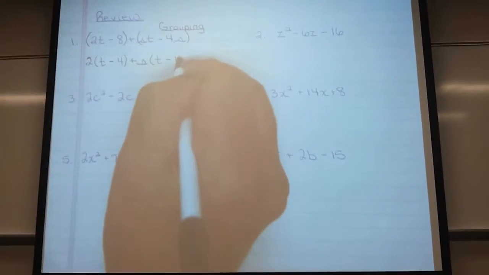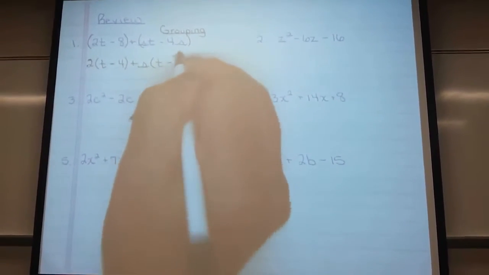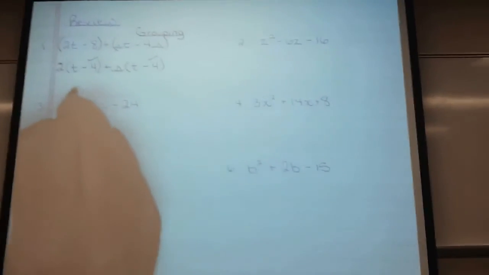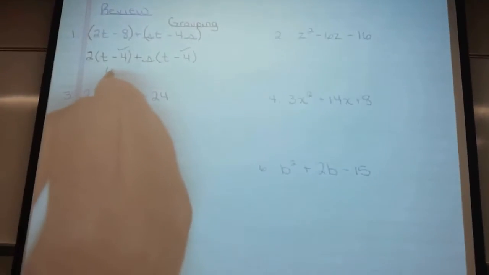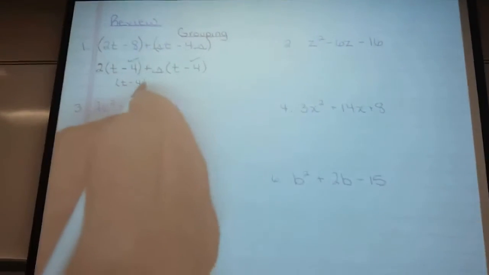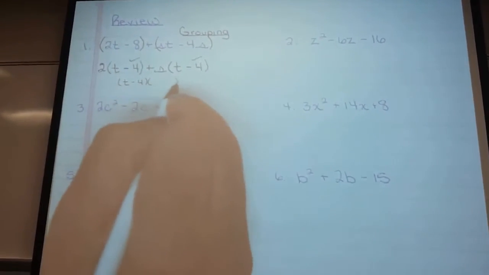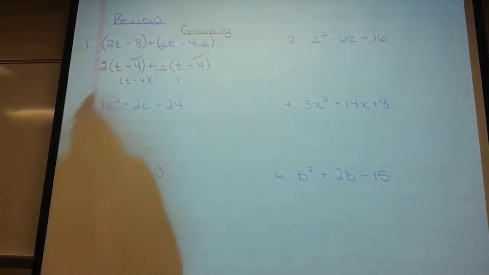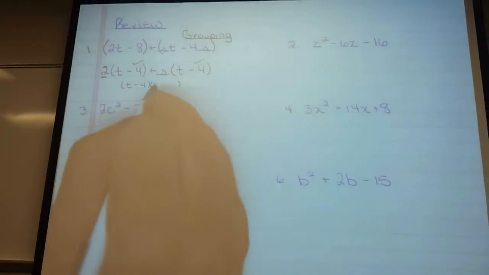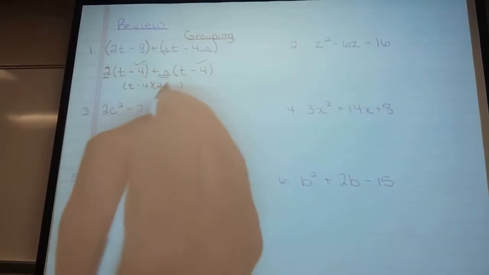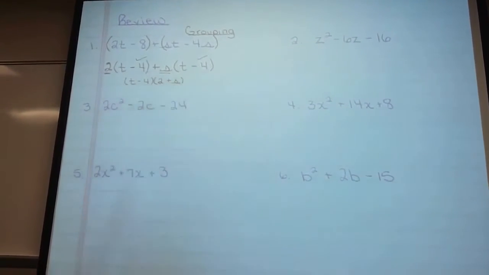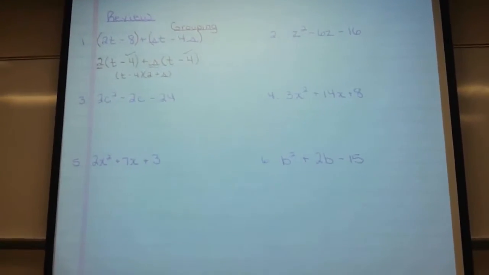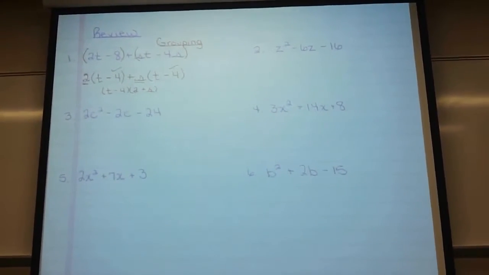Oh, look at that. The parentheses match. If the parentheses match, remember, that's going to be your first answer. So T minus 4. And then the second part is the outside stuff. What is the outside stuff? 2 plus S. And you're done. So that is grouping 4 terms. That's how I do it.